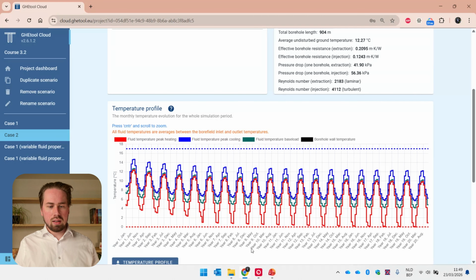But now you can clearly see, okay, the first years are rather good, but then there is a sudden drop in efficiency, and you can try to change your design in such a way that you can overcome this problem and make the efficiency better overall. And that's an interesting exercise to do for yourself. So these are two cases to illustrate the importance of using variable fluid properties.